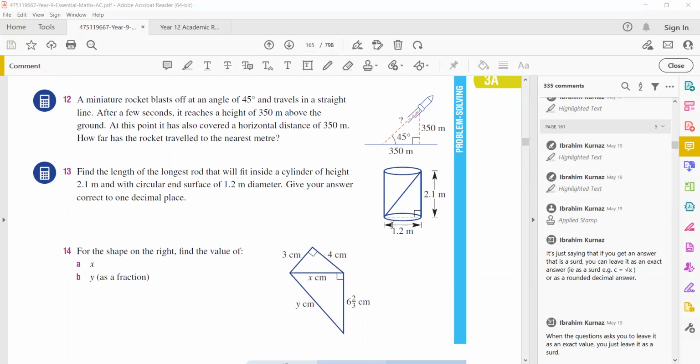For the cylinder, you've got the diameter and height. Then you can calculate this length. The triangle part? Yeah, you apply the triangle. What do you do after that? Find the length of the longest rod that will fit inside the cylinder. You know that you can put a rod like this. If you put a pencil, you can put that. That height is this height, 2.1. Got it?